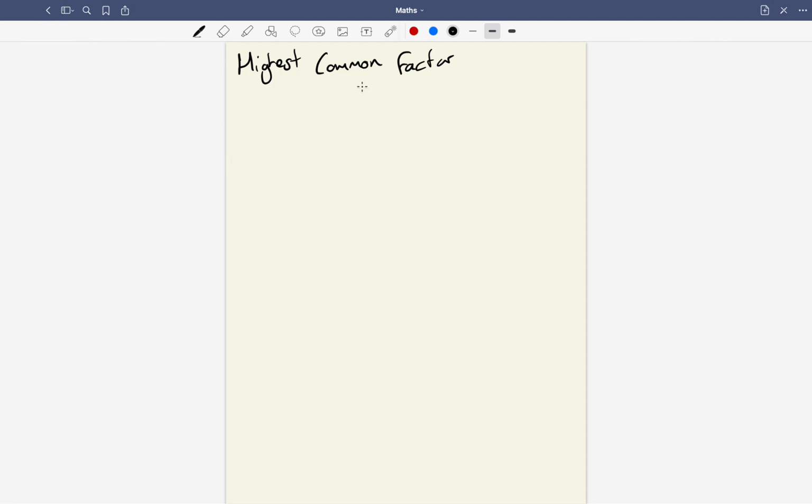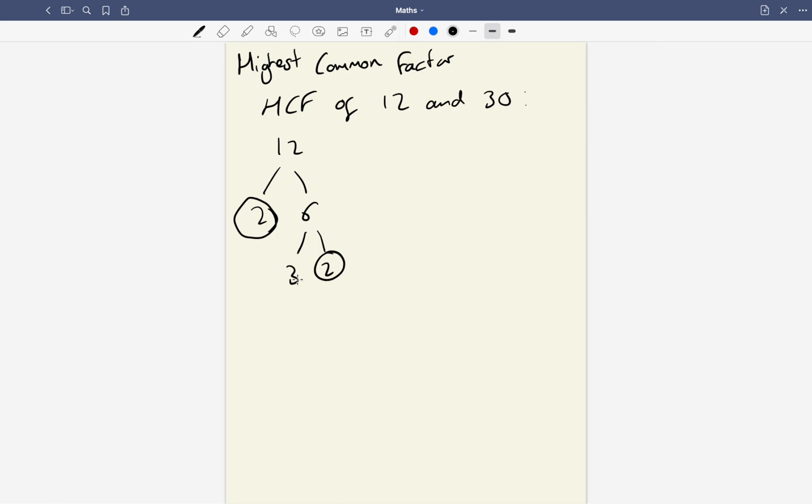Well, we can actually use prime numbers to find it, using a factor tree. So if we want the highest common factor of 12 and 30, for example, we can use a factor tree. A factor tree works by breaking down the number into two parts, two multiples. So if you break down 12, you can get 6 and 2. 2 is a prime number, so we circle that and we forget about it because you can't break it up anymore. 6 you can break down into 3 and 2, and there you go. So 12 as a product of prime factors is 2, 2, and 3. That is basically how you can write that.